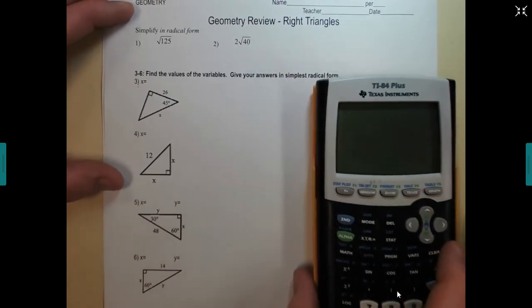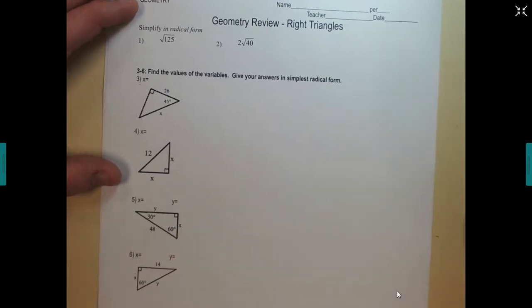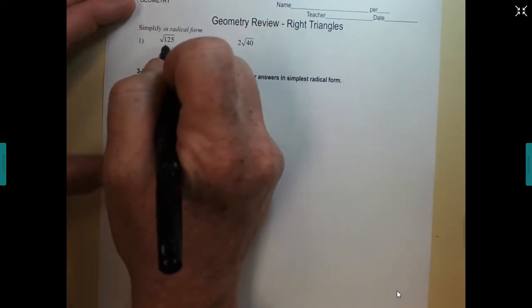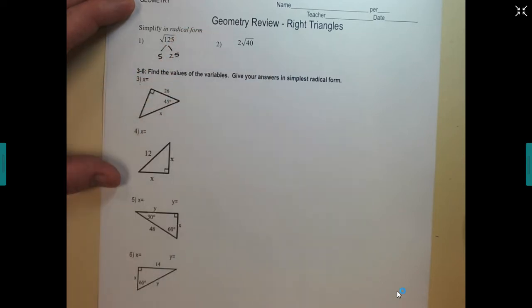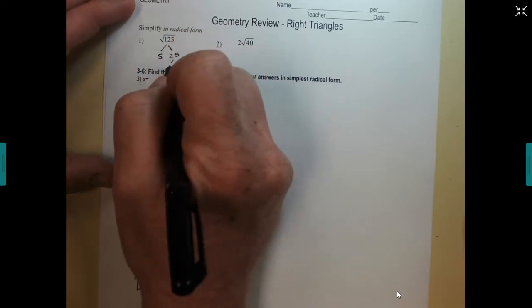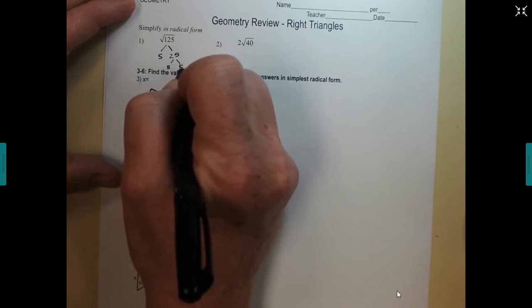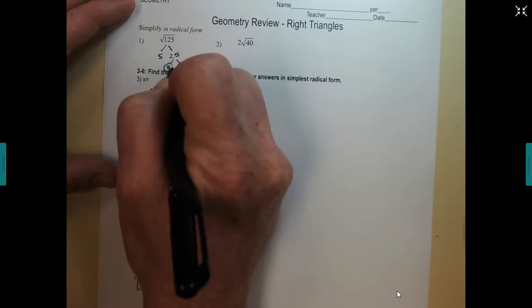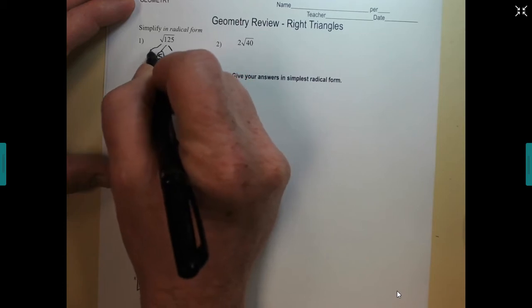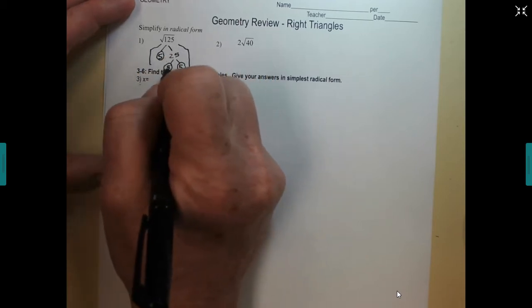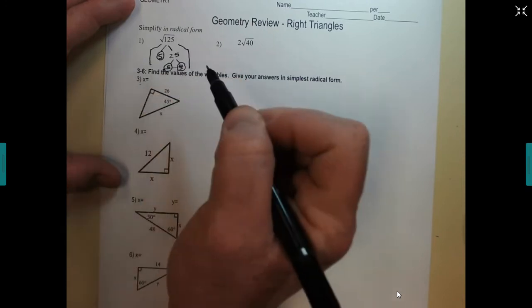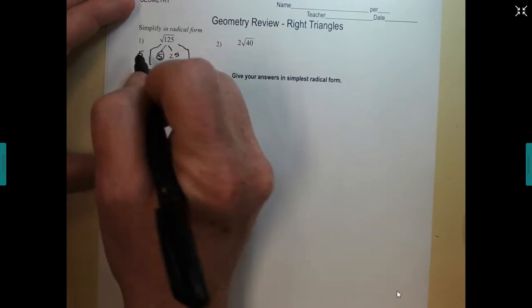Okay, so we don't need the calculator just yet. We're simplifying radical form, which means we need to break apart 125 and see if we can find parts of 125 that we can square root. 125 is 5 times 25, and 25 is 5 times 5. Remember, focus on the prime factorization, those prime numbers that are inside of this radical. If we find a pair, we can cross off a pair. 5 times 5 is 25, and I know the square root of 25 is 5.